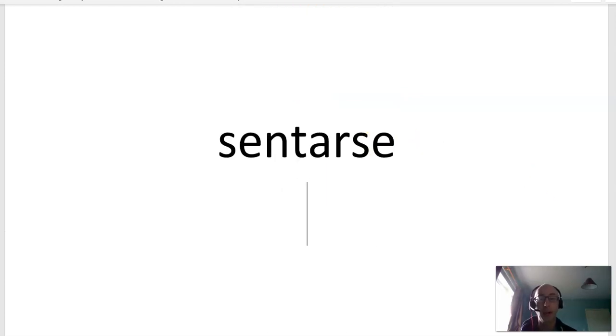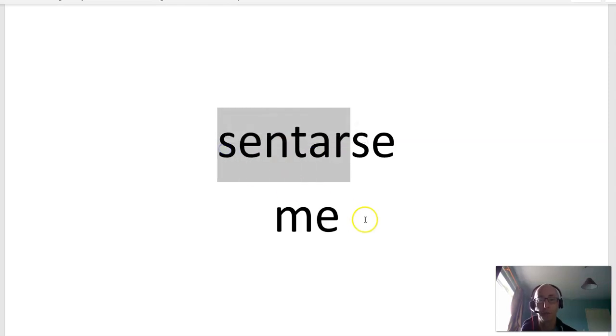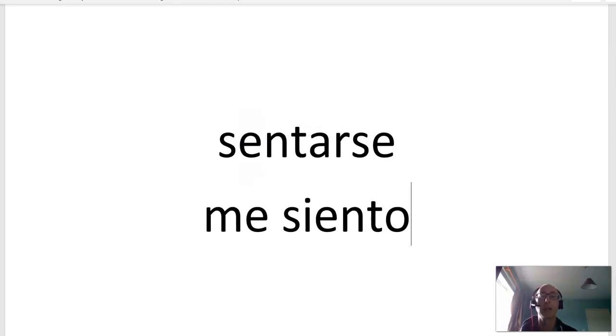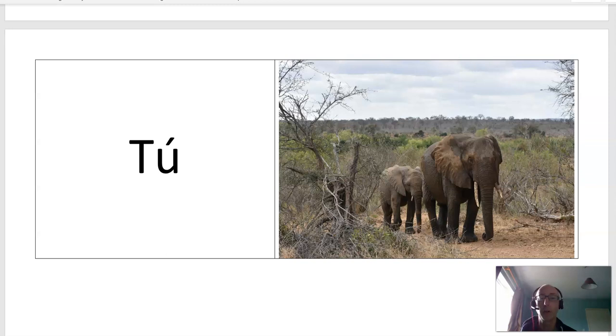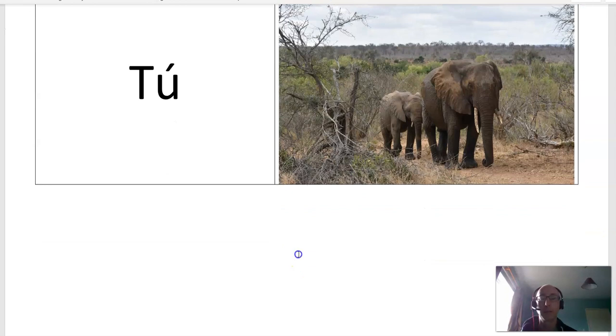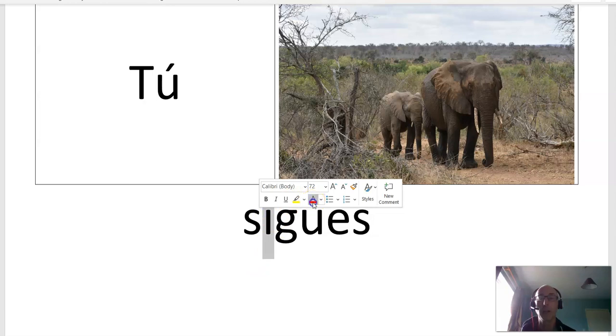And a common verb here, sentarse, to sit down. So the first person, again, because it's reflexive, we change the se to a me. And then we just deal with the verb on its own. So sentar, we see the E. Most E's change to IE. Me siento. Exacto. Okay, so I'll give you some practice to do. If you're not sure, go back and look. Tú, this is the verb seguir. Sigues, an E to I change.